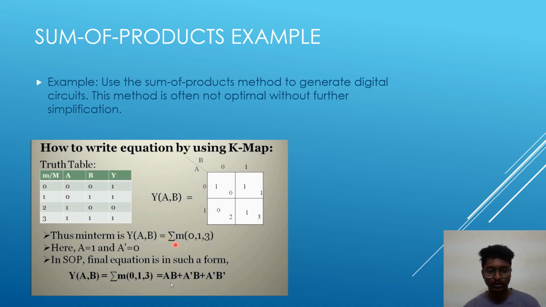Hence, we get the equation as Y(A,B) equal to summation of 0, 1 and 3. Next, here A is equal to 1 and A complement is equal to 0. In SOP, the final equation is AB plus A complement B plus A complement B complement.